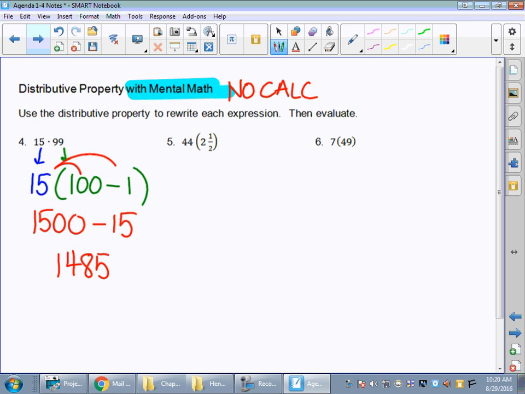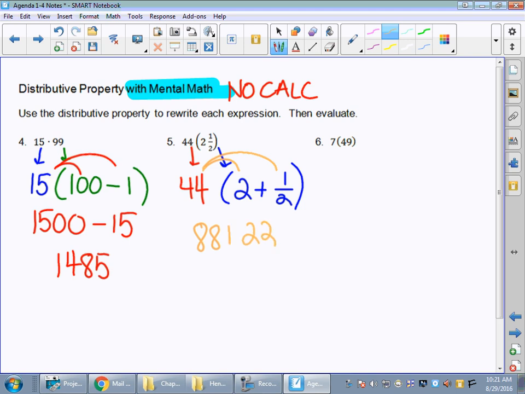What about if we look at 44 times 2.5? Well, we could also add. So instead of saying 2.5, we could say 2 plus another half. And then we'll bring our 44 straight down. So now when we do the distributive property, 44 times 2 is really easy, right? That's 88. What's half of 44? 44 times a half? That's 22, plus sign in between those guys. And now you might have to do a little bit more thinking to get, what is that, 110.